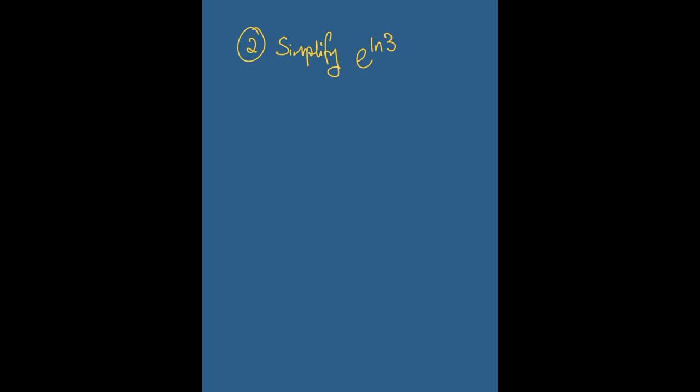This question is not as tricky as it looks. It's asking me to simplify e to the natural log of 3 as a power. Well, this natural log of 3 is simply the number that I would raise e to get 3. So this number, if I put that number back in to the e, then I'm going to get 3 again. So the answer is 3.